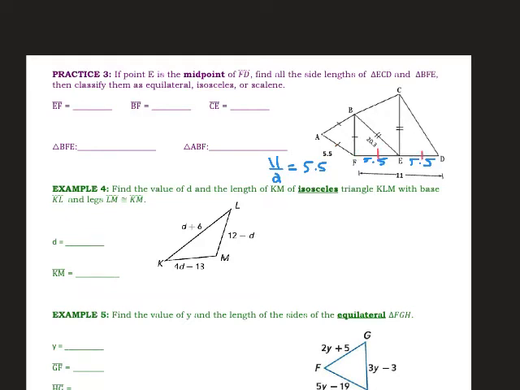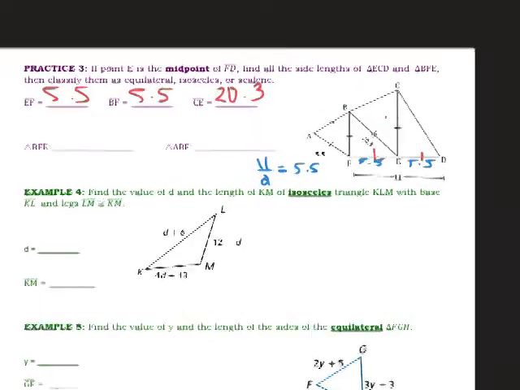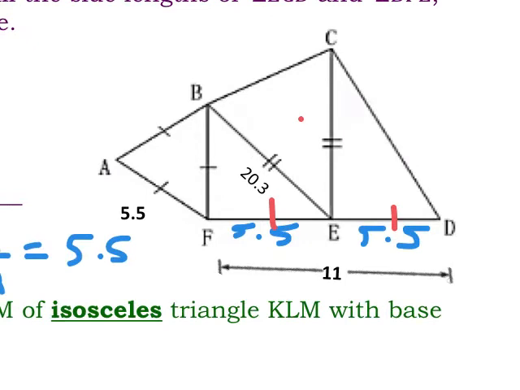All right, so we found F to E was 5.5. We also found E to D, which they're not asking for. They are asking you to find B to F. What should be the length from B to F? 5.5, good. And what should be the length from C to E? 20.3. Why 20.3? Because it has 2 lines, and if you notice this one that has 2 lines, it's already labeled as 20.3. Good. All right, so any of them that have the 1 line, I can mark as 5.5. And the one that has 2, I'm going to put 20.3.